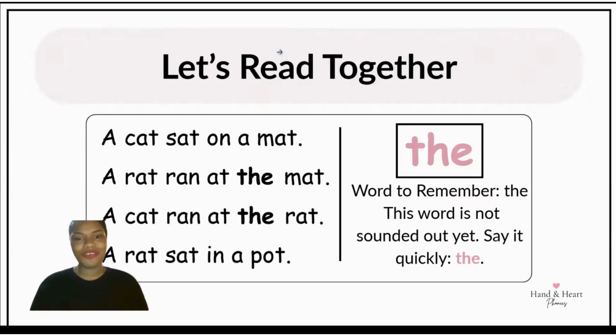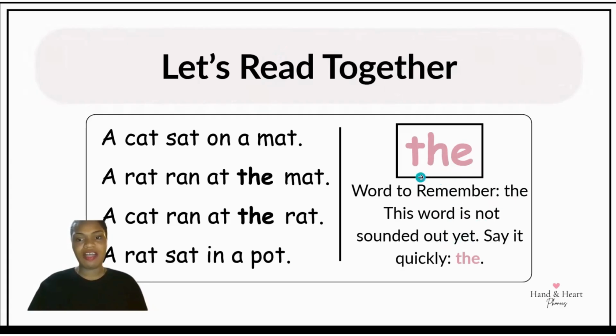Now that you have reviewed your letter sounds and that high frequency word A, let's read together. Now, in this passage, I've included a word that you may not know. So let's go over that word very quickly. All right. This is the word the or the. This word is not sounded out yet. So this is how you sound it out.